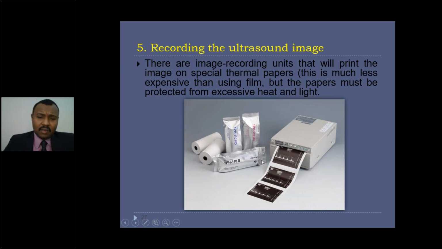But here a problem is raised, and this problem is associated with the thermal paper itself. The information in thermal paper is subject to loss if it is not protected from excessive heat. So if you protect the information documented in this thermal paper from heat and light, it will be good, and it's for the sake of the patient's information. And as I mentioned, this is the famous form of recording the ultrasound image.